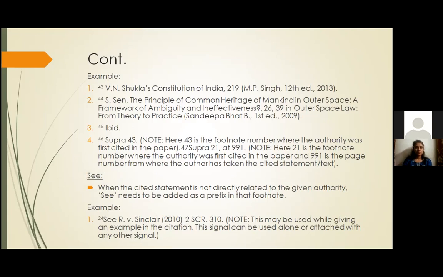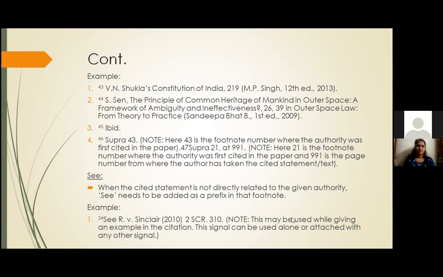If it is exactly preceding, as we can see, 45 and 44, Ibid for 45 means it is the same as footnote number 44. Ibid is used when the source is just above it, and supra is used when it is somewhere else. Supra is used when it is not immediately above, like in this case where it is somewhere back in 40 or 43. So this is how Ibid and supra work.